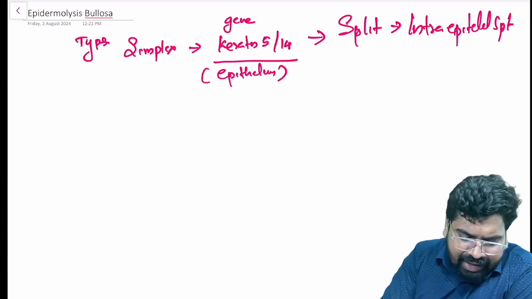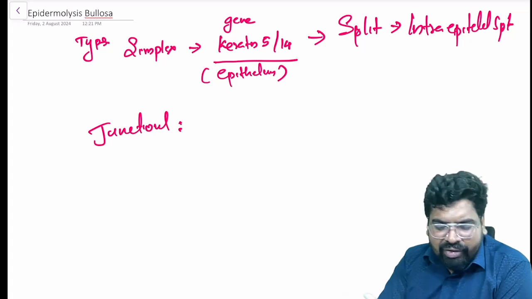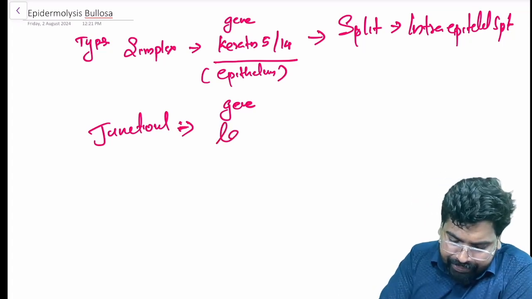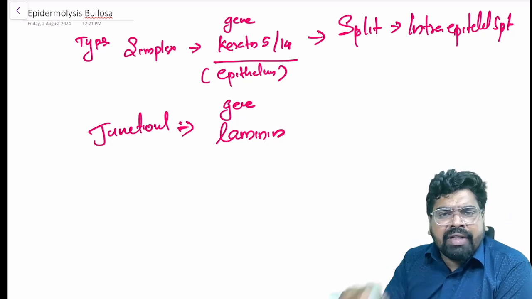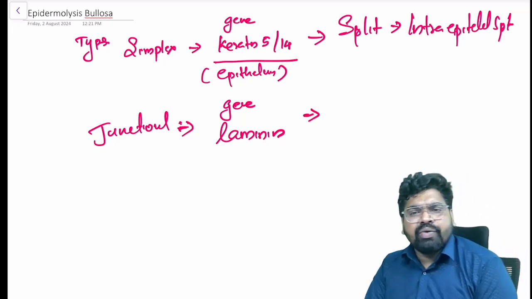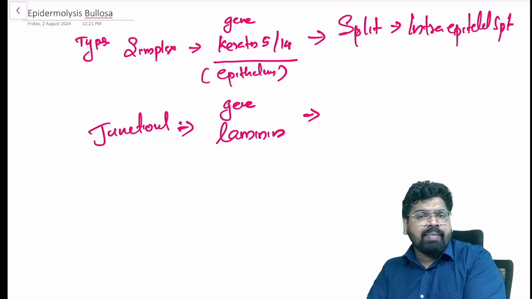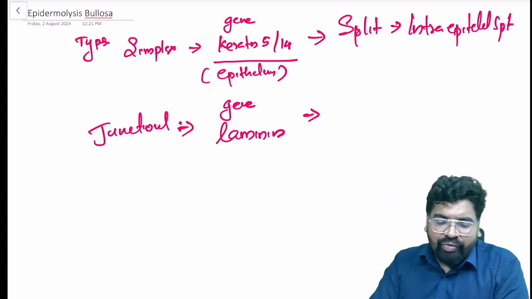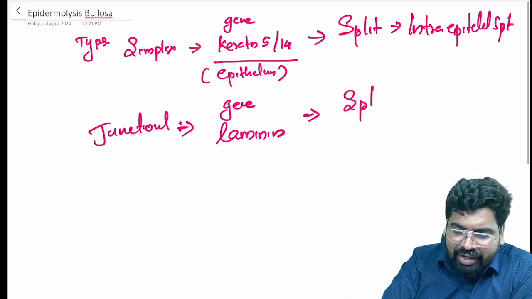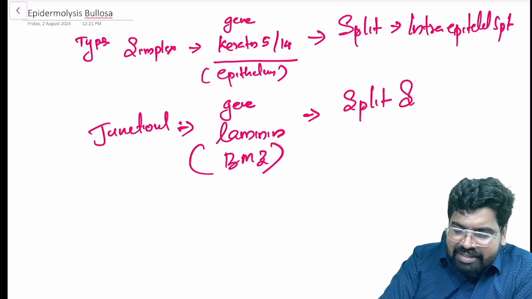Now the next type is the junctional. In epidermolysis bullosa junctional, the gene which is mutated is laminin. Just remember the term laminin. Laminin is related to your basement membrane region. The protein laminin is found in the basement membrane. So the split is seen in the basement membrane zone, so the split will be subepithelial.